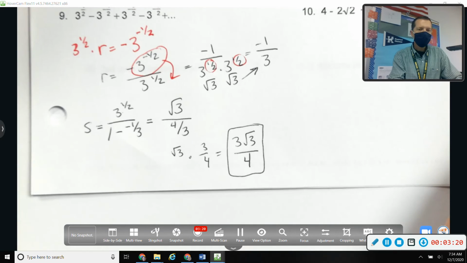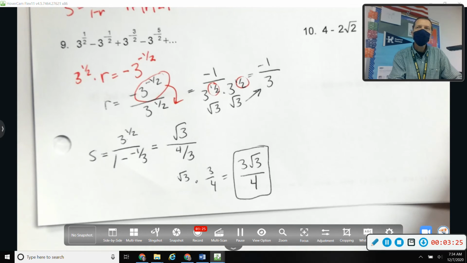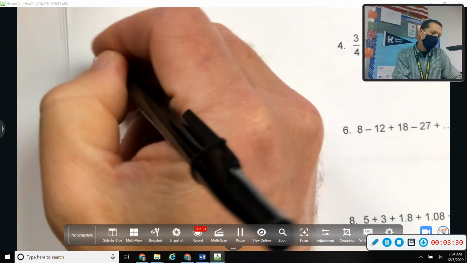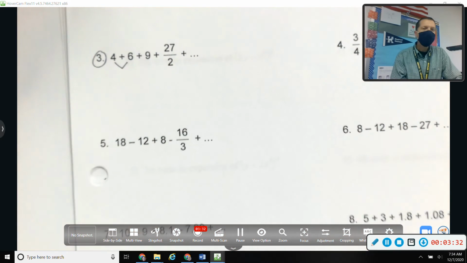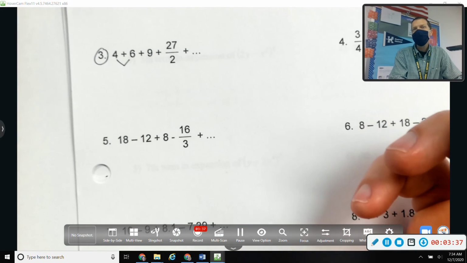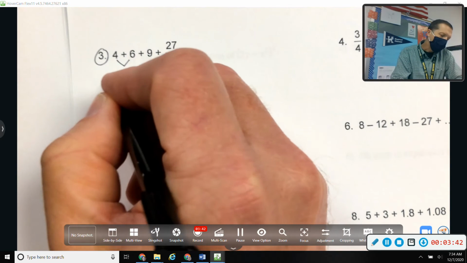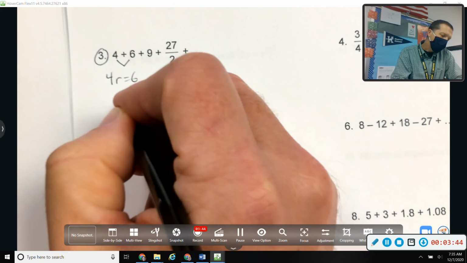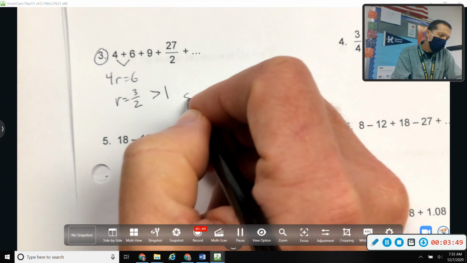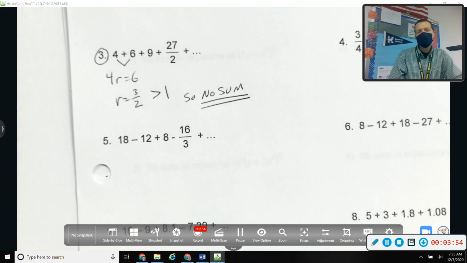Somebody tell me one that doesn't work. There were 2 that don't work. What are those 2? Yeah, 3 and 6. You don't even really need to know what r is. The terms are getting bigger, so you're not going to be able to use an infinite sum to get a number. I guess if you wanted to figure out what r is, 3/2, but that's greater than 1. So you can't use that. So your answer would just be no sum. It would head off to infinity.